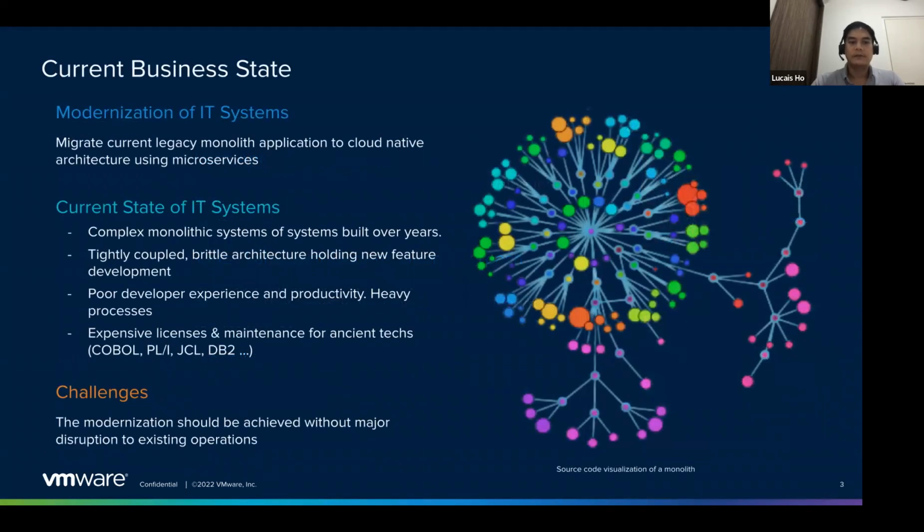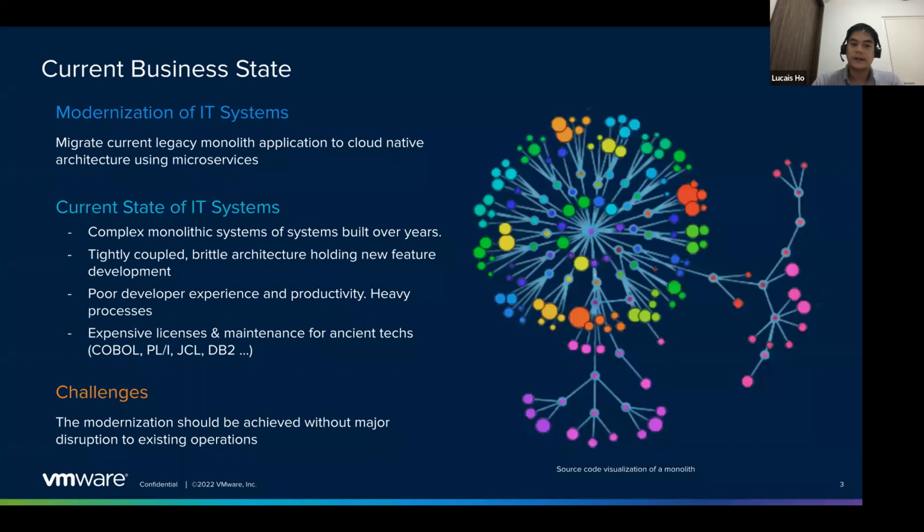At present, enterprises are faced with a need to migrate their legacy systems into cloud-native architectures via microservices. At a glance, legacy architecture presents problems for enterprises. First, the complexity is directly correlated to time, as monolithic systems are built over a span of several years. Second, it elongates the software development lifecycle when trying to enhance the system with new features due to its tightly coupled nature. Third, it degrades developers' experience due to the significant overhead costs from heavy processes.